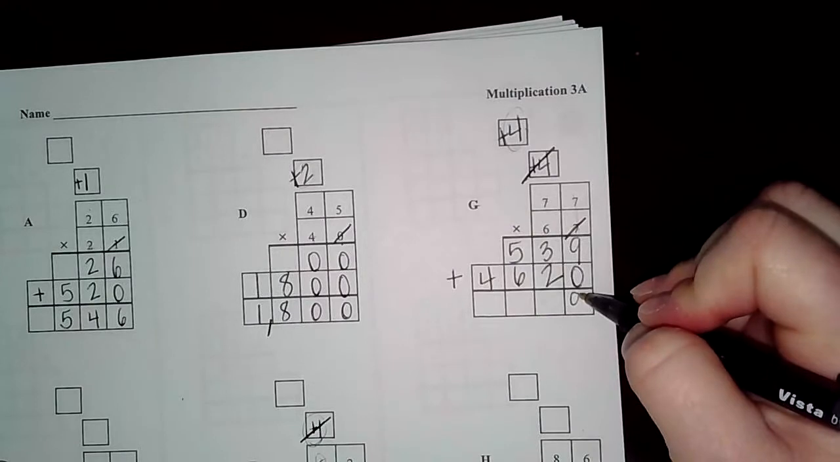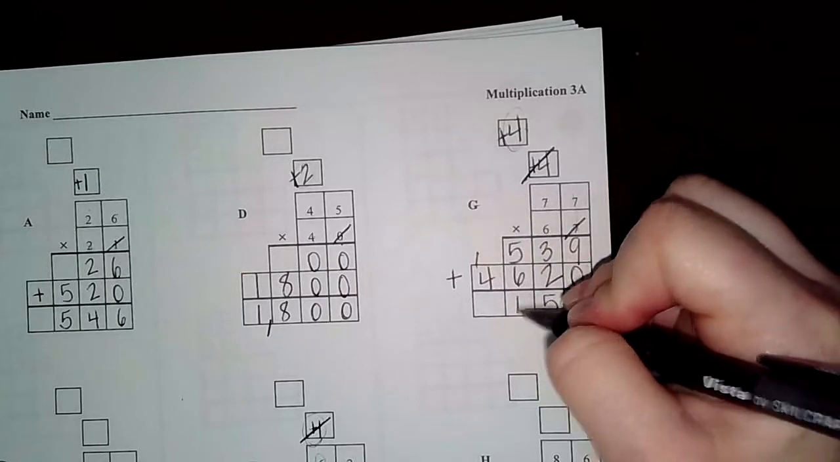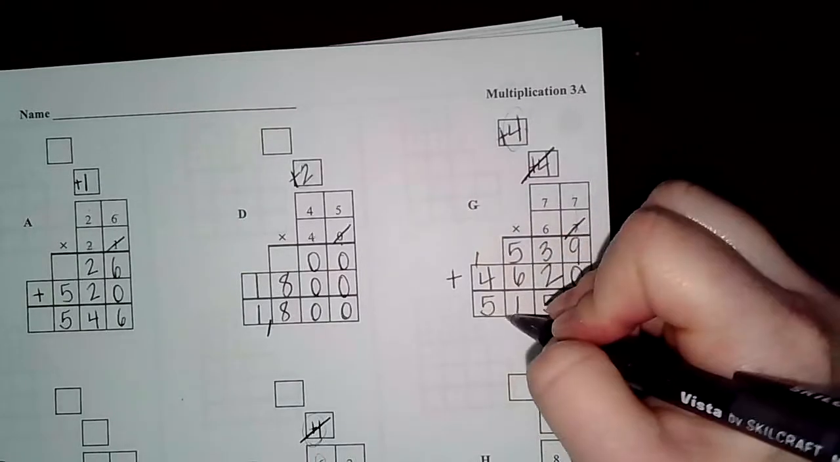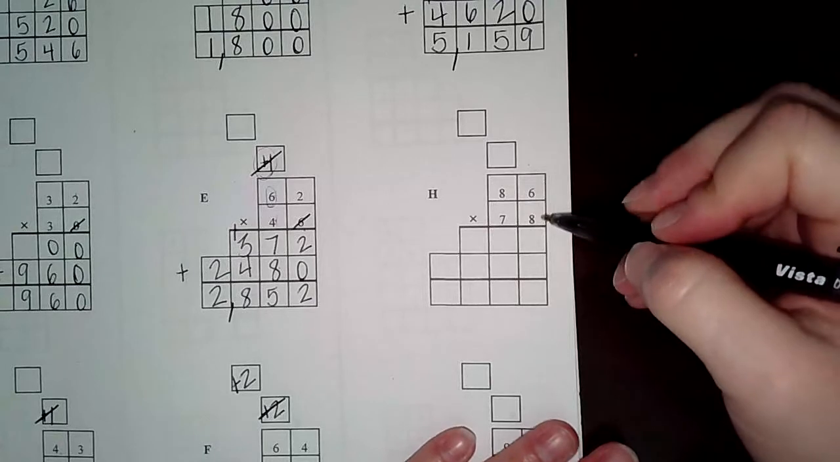9 and 0 is 9. 3 and 2 makes 5. 6 plus 5 is 11. And 4 and 1 makes 5. So 5,159. H, I'm going to go up and over.